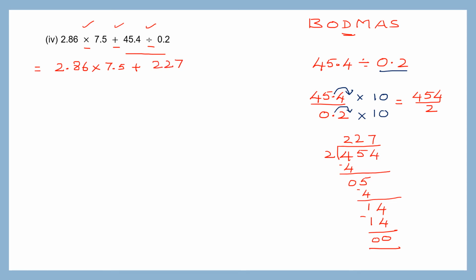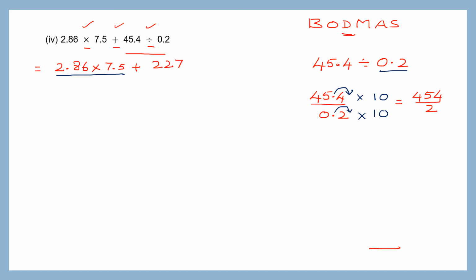227. Now I have two operations, multiplication and addition, and I need to do multiplication first. So let's do multiplication of 2.86 and 7.5. Remember, when you multiply, there are rules again to follow. Ignore the point and multiply. So my numbers now become 286 into 75. I'm ignoring the point.